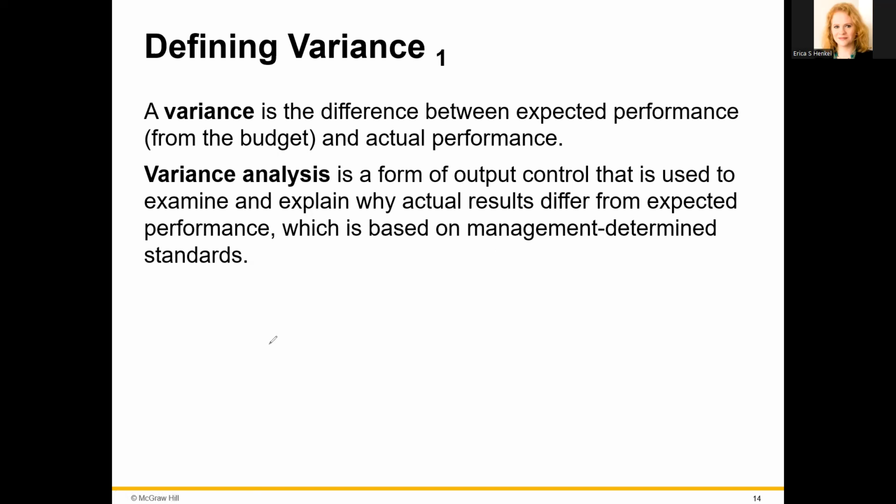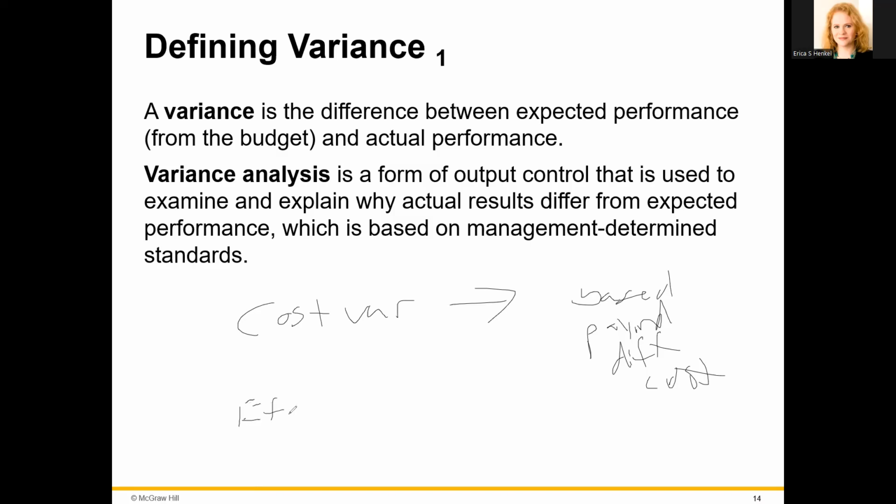So cost variances, as I mentioned before when I was doing that diagram, are based on paying different cost. All right, so paying different cost per unit, okay, of whatever input it is, okay? And then an efficiency variance, again, then is based on how many units of something you used, okay? So using different quantities, okay?